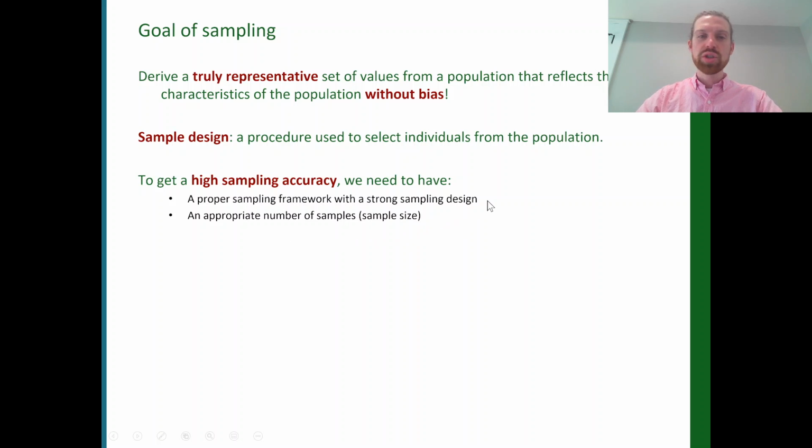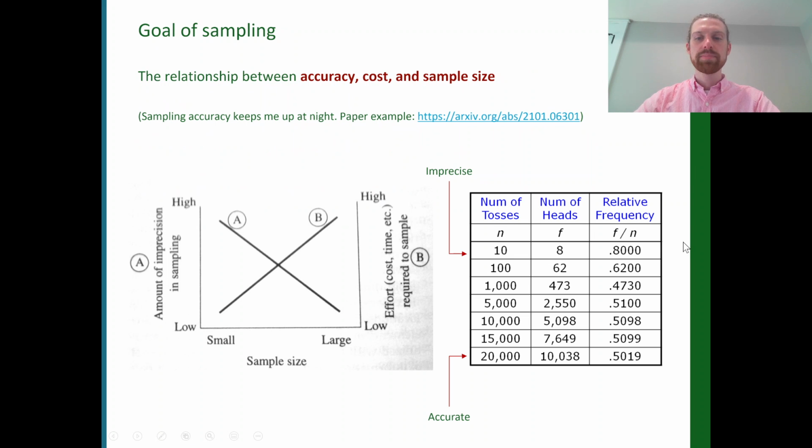Okay, so you can't just pick the design and make it effective. You have to then get a representative number of samples within that sampling framework in order to obtain something that's likely to be highly accurate. So there's going to be a big trade-off here between accuracy, cost, and sample size.